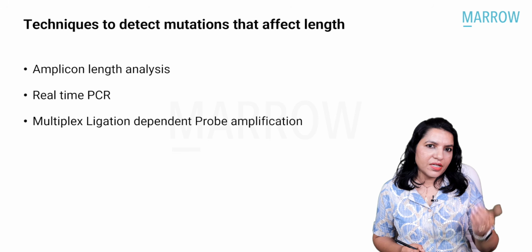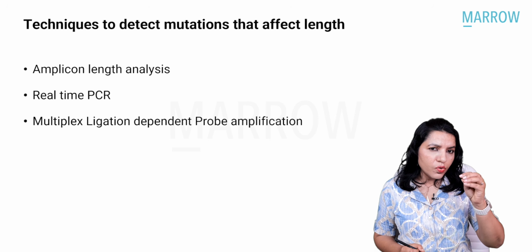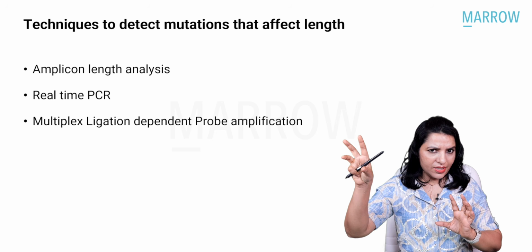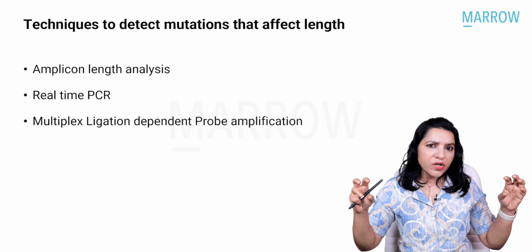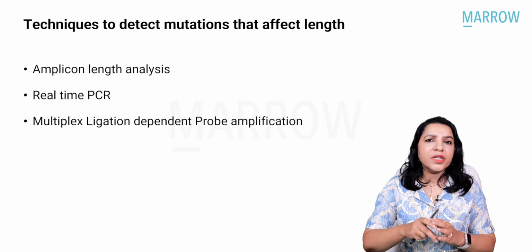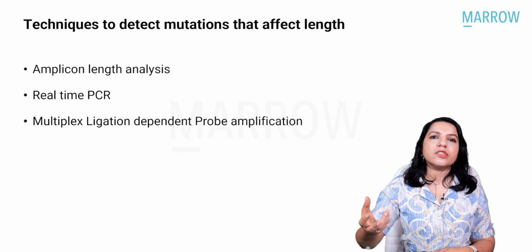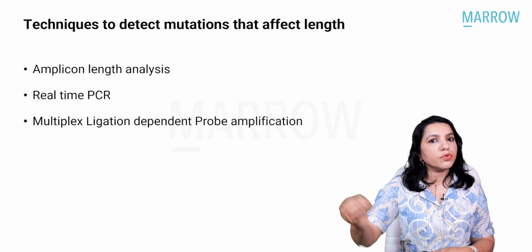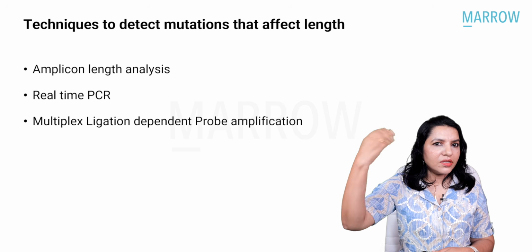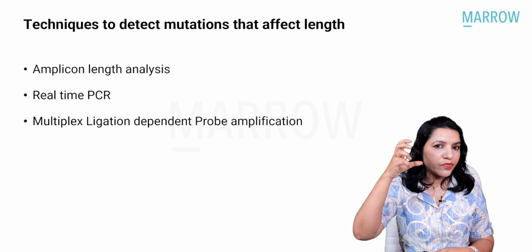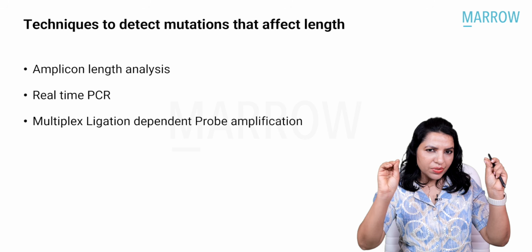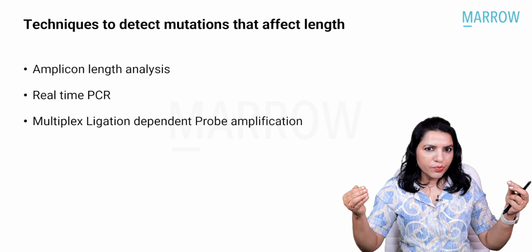Then real-time PCR. Why real-time PCR? We know that in real-time PCR, when the amplification is done, a signal is detected. So if there is any mutation which causes length polymorphism, then more signals will be produced during the amplification itself, which will help us to find out the amount of the amplicon or the length. Which means that if more bases are involved, for example in length polymorphism.